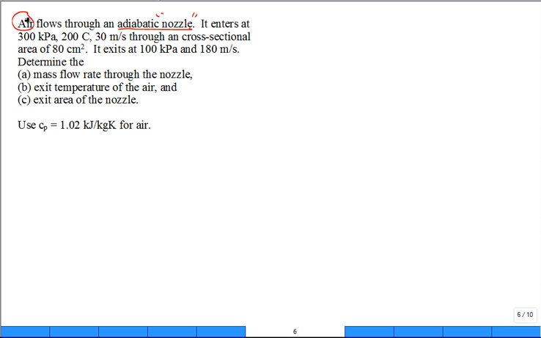When you see air, typically you think ideal gas. It flows through an adiabatic nozzle. That word means something, adiabatic: no heat transfer, Q dot is 0. It's a nozzle, so it's basically reducing cross-sectional area as it flows through. A lot of times we draw a control volume like this. There's my control volume for the nozzle. It flows in across this boundary over here, we'll call it state 1, and flows out across this boundary, state 2.